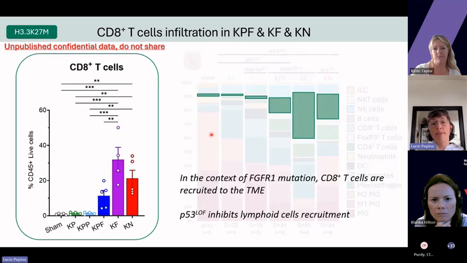So from that, we can conclude that in the context of the FGFR1 mutation, CD8 cells are recruited to the tumor microenvironment, as well as in the NF1 mutation context. And as I mentioned, when you compare KF and KPF, the addition of the P53 mutation seems to inhibit lymphoid cell recruitment, because you have a lower infiltration of CD8 T cells. Of course, at the moment, it's only correlated. We are going to investigate deeper into that.